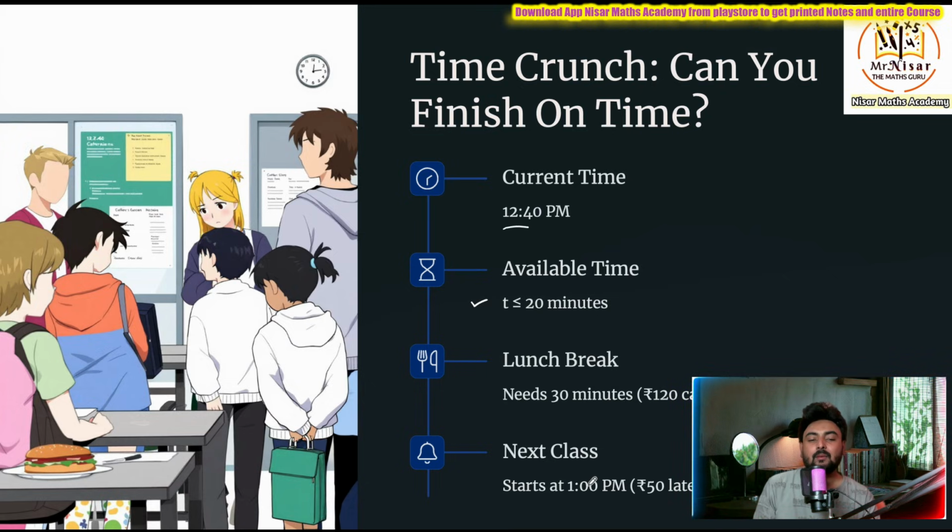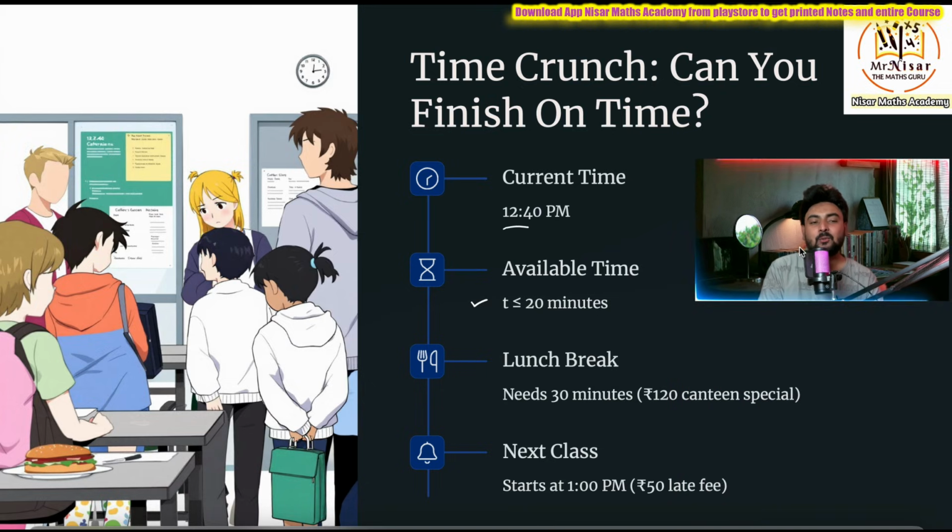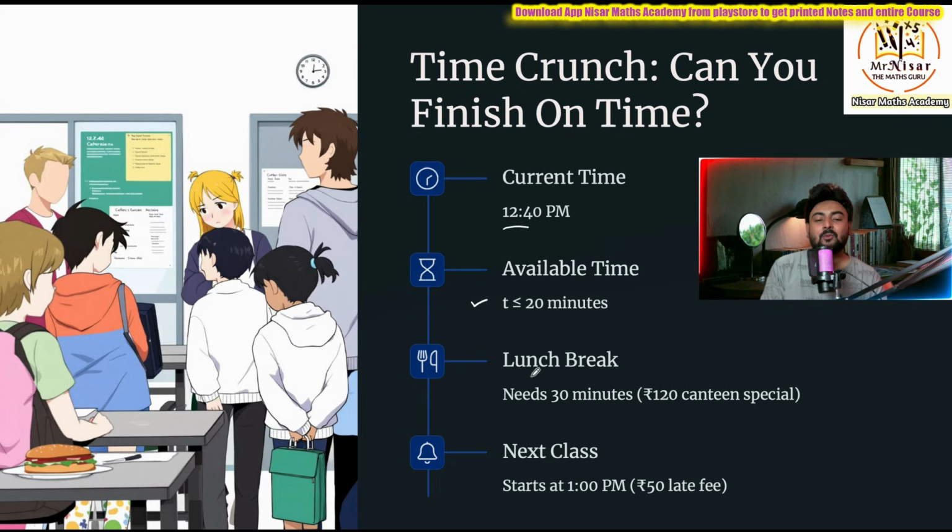Fine. So now you tell me here. The lunch break is for needs, and you went to the canteen and there you need 30 minutes. So the question is, can you finish on time? The next class starts at 1 p.m. If you are late, it's 50 rupees late fee you have to pay. So the conditions are mentioned on the board, and I gave you time for thinking. Can you finish on time? Have you used linear inequations here? You have to give the answer in the comment box. Let's move ahead to the next example.